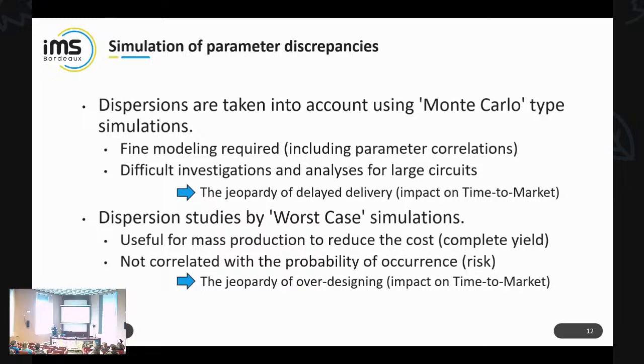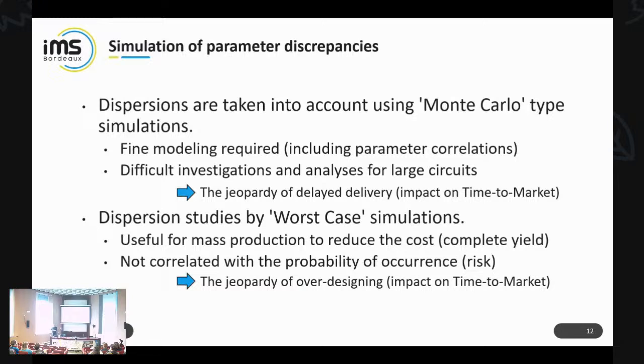So for that to be efficient, you need a very fine modeling of the technology, including potential correlation. Because all those parameters are moving, yes, but some of them are due to the same parameters, such as, for instance, the oxide thickness. If two parameters are linked to the oxide thickness, they cannot move in opposite directions. They will be correlated, which means it's very difficult to have a real, practical, and efficient Monte Carlo distribution of your technology, because it requires tons and tons of measurements. It takes time and it costs a lot of money.